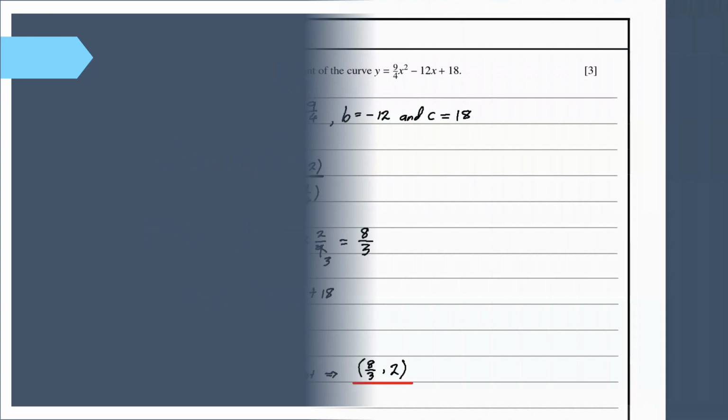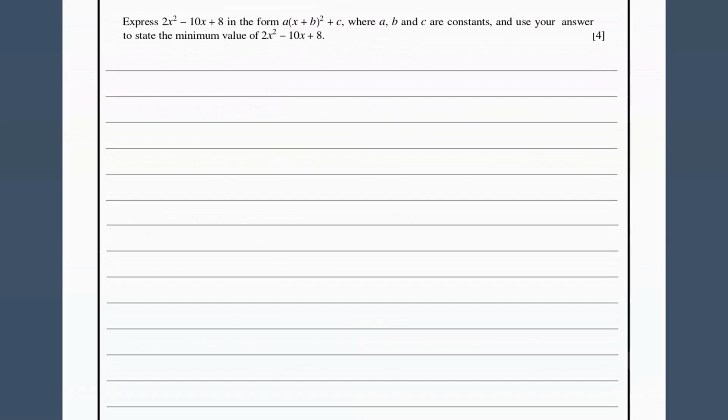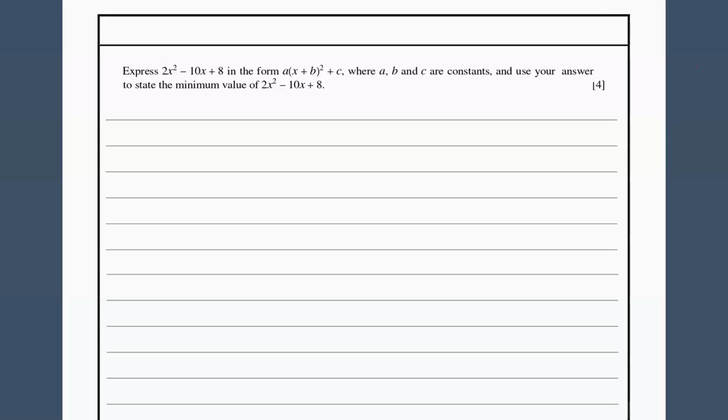Okay, so let's have an example. And here is the question. It says, express 2x squared minus 10x plus 8 in the form a of x plus b squared plus c, where a, b, and c are constants, and use your answer to state the minimum value of 2x squared minus 10x plus 8.